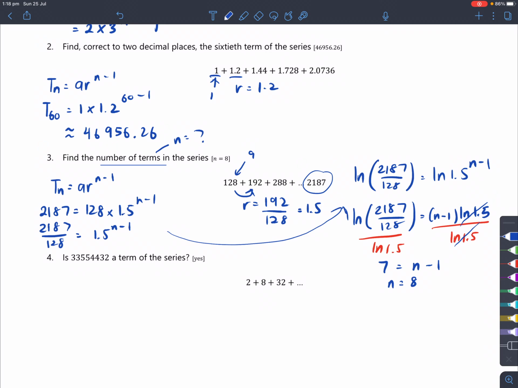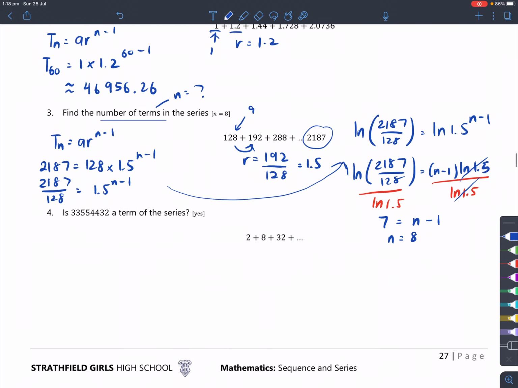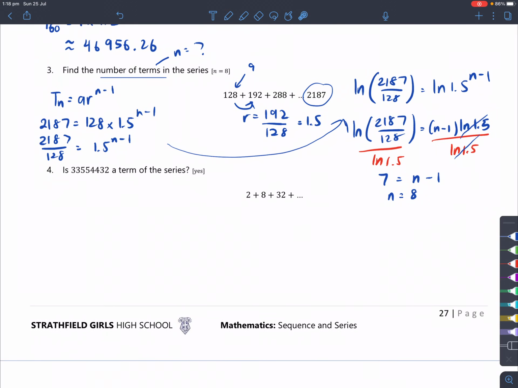Now, number 4. Is this big number a term of the series? So, I'll need to find out my term formula, and that's 2, because my first value is 2. My ratio in this case is 8 divided by 2, which is 4. So I'll have 2 times 4 to the power of n minus 1. And then you repeat the same thing. So you put this into Tn.